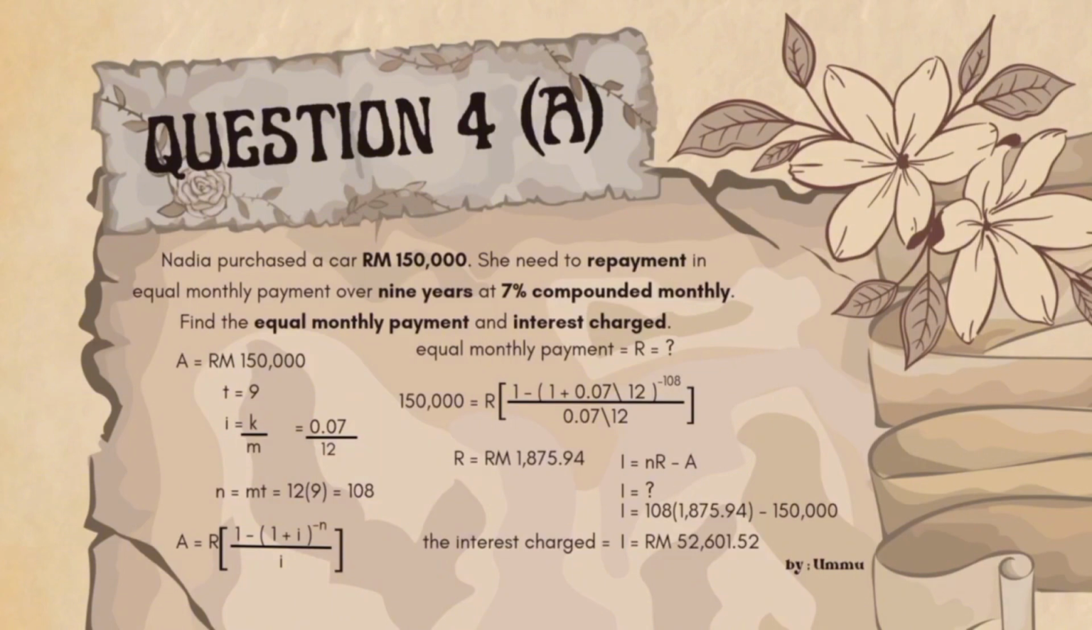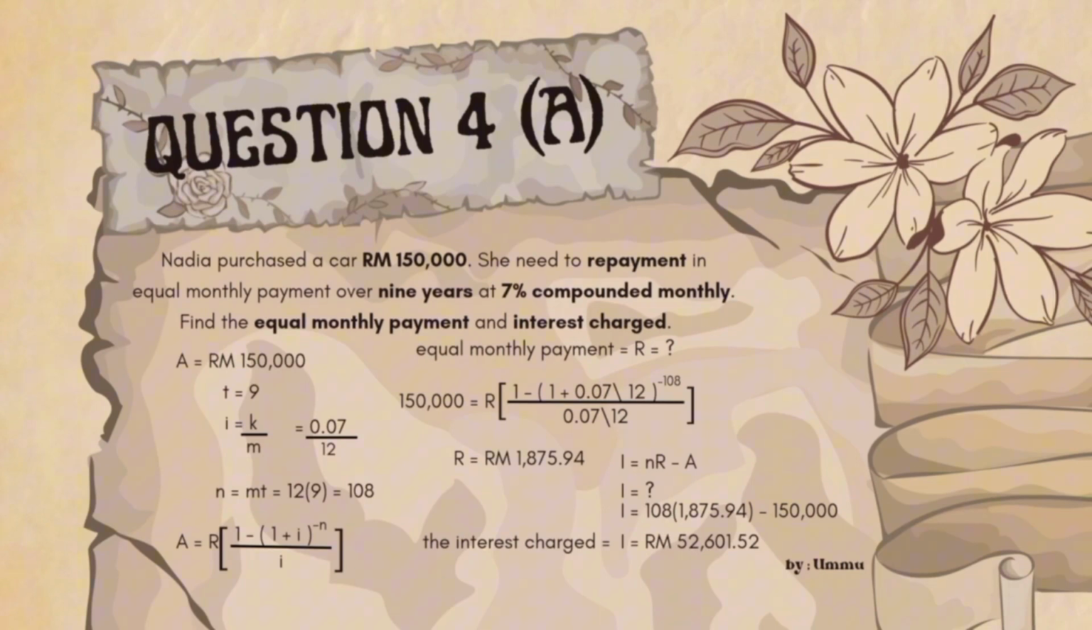Question 4a. Nadia purchased a car for RM150,000. She needs repayment in equal monthly payments over 9 years at 7% compounded monthly. Find the equal monthly payment and the interest charge. First step is to extract important information from the statement. By this, first, we know the RM150,000 is the present value. After that, the term is 9 years at 7% compounded monthly. We have to find R, the amount. By this statement, we have listed all the important information.